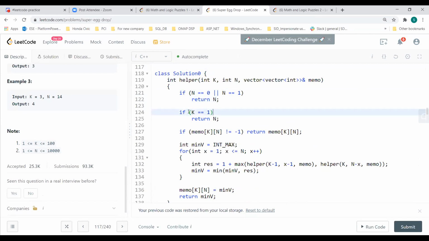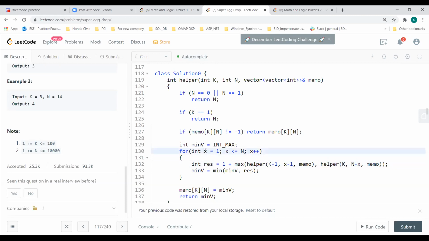And if k is equal to 1, it means you have only a single egg, so you return whatever your n was, right? So in this case, you start from the first floor to n, and then you use two helper functions, right? The first helper function, when it says k minus 1, means that we found one floor which breaks. Therefore, we are reducing one egg. So if it doesn't break, it means we keep that egg again. But in that case, we are reducing the number of floors.